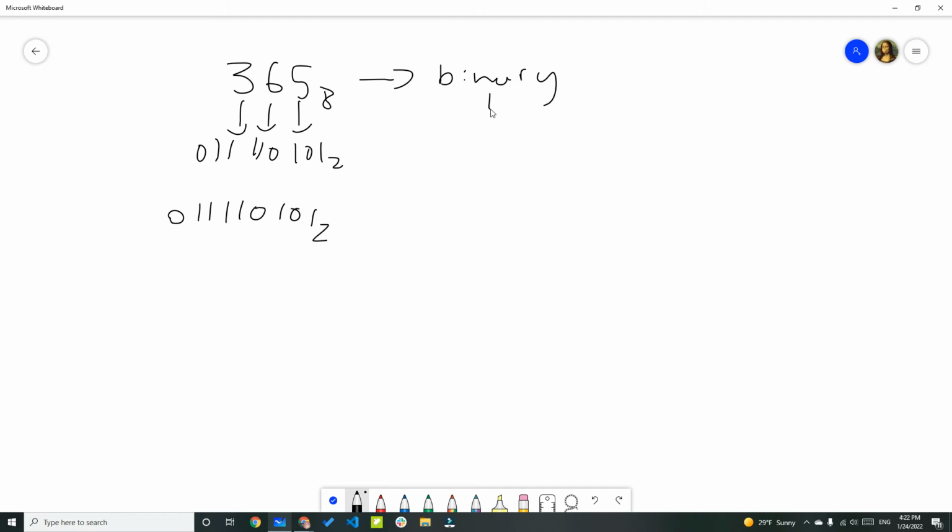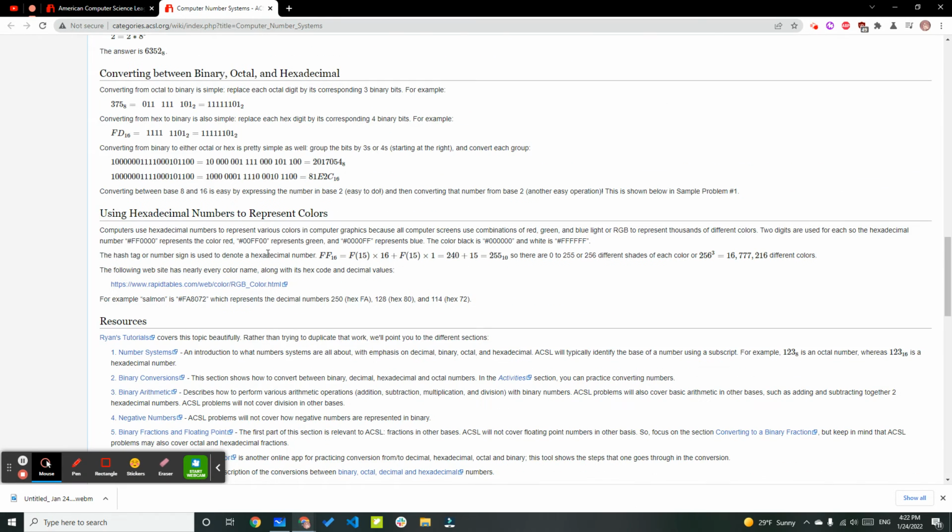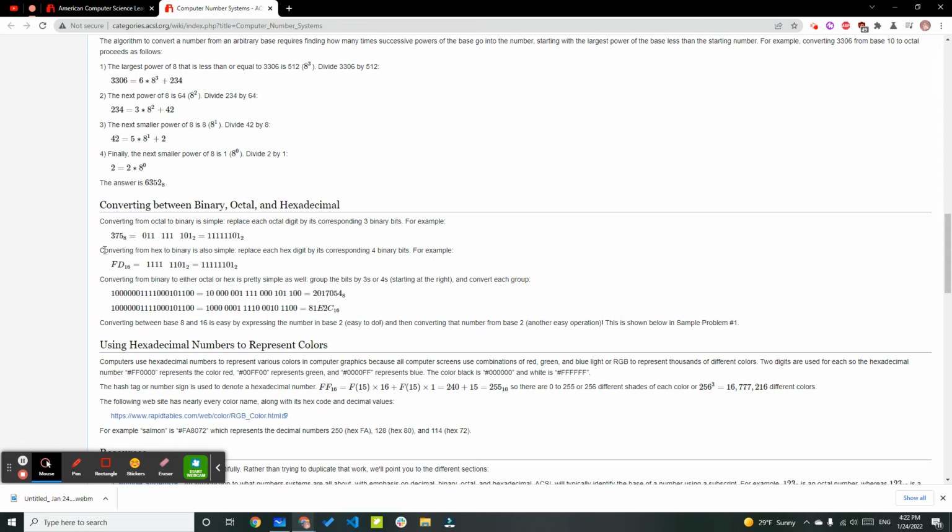And then the binary, you just write it down, and that's the answer. So that is very simple and very easy to do. Next we have converting from hex to binary. Converting from hex to binary is also really easy. You just replace each hex digit by its corresponding 4-digit bits this time.